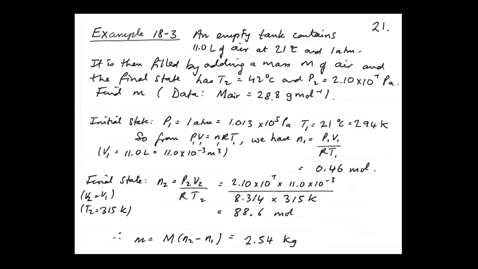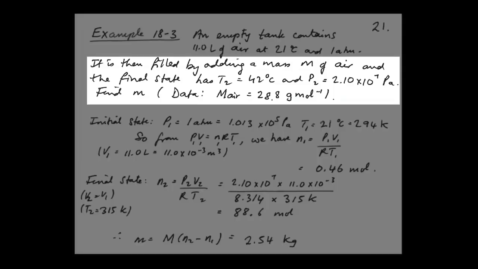Example 18.3 departs from the usual situation of a fixed amount of gas. We are going to fill up a scuba diving tank. The empty tank contains 11 liters of air at 21 degrees centigrade and 1 atmosphere. You then add an extra mass m of air, and the final state has T2 equals 42 degrees centigrade and P2 equals 2.10 times 10 to the 7 pascals. Find m. The molar mass of air is 28.8 grams per mole.